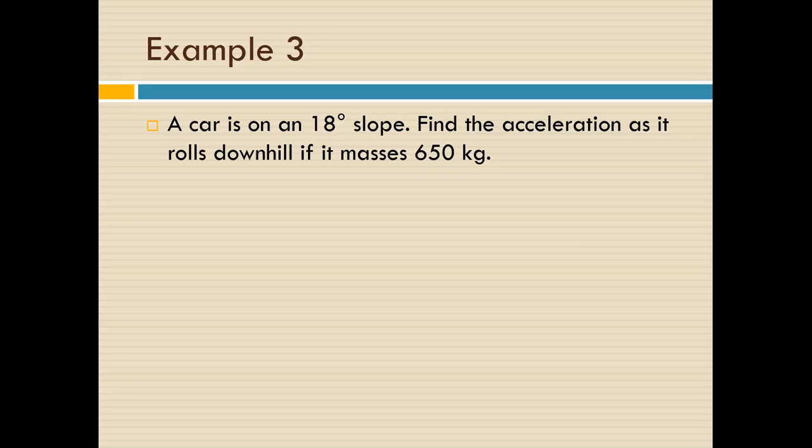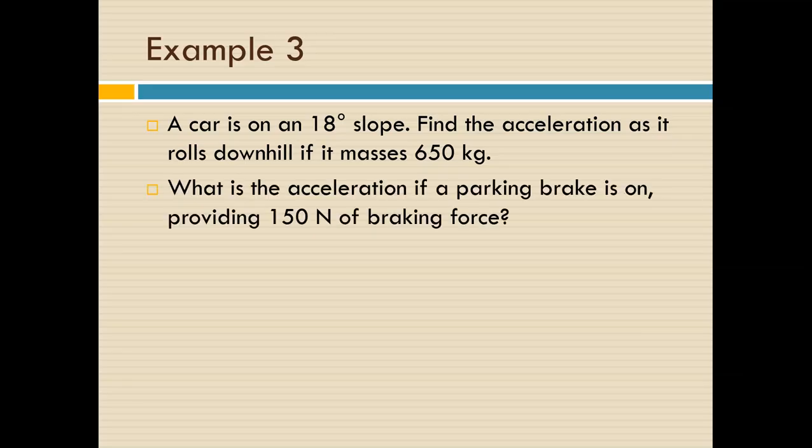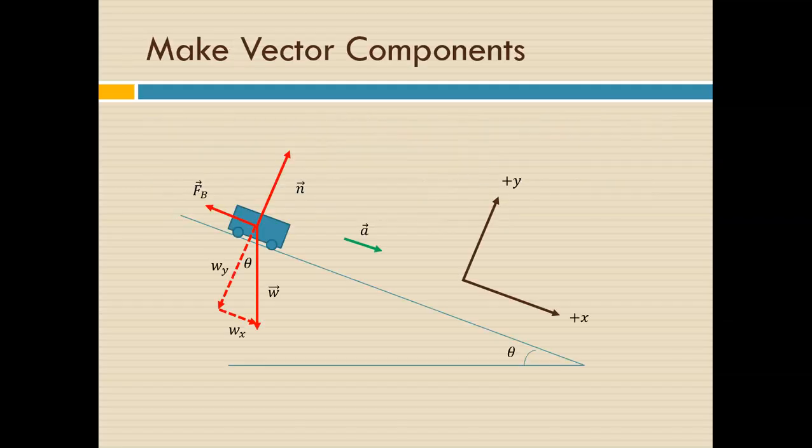Okay, so my question for you is this. What's the acceleration if somebody left a brake on? There's the brake. 150 newtons of force is being applied. All right, what does the diagram look like? Does the picture look any different? Well, it does have a difference. What is that difference? There's going to be a braking force. Which way is it pointing? Upslope, exactly right. So there's the braking force, upslope.